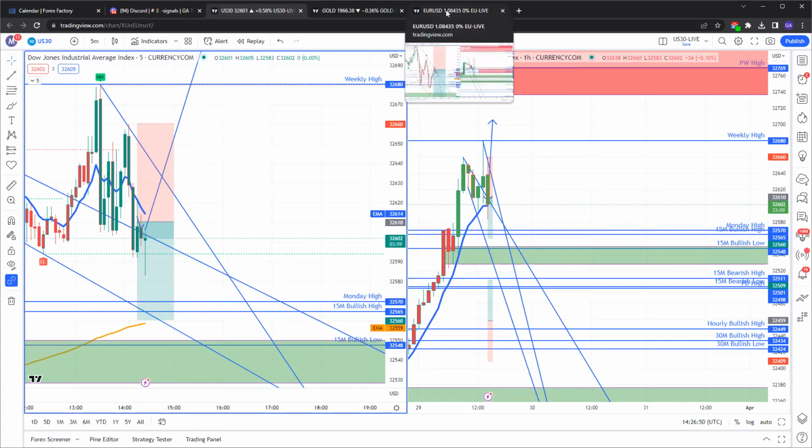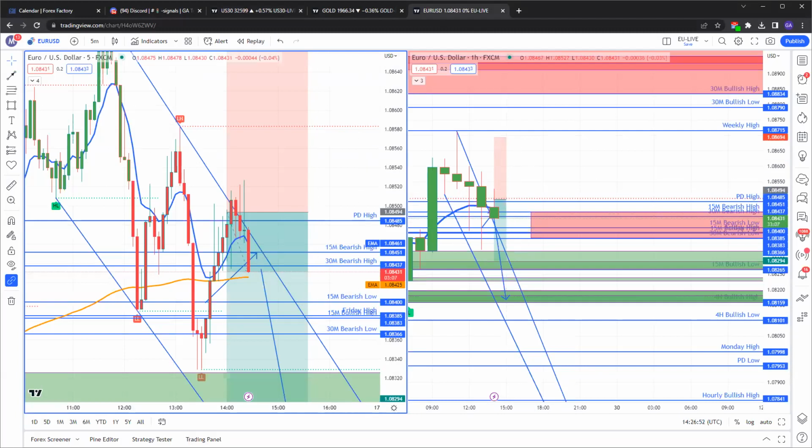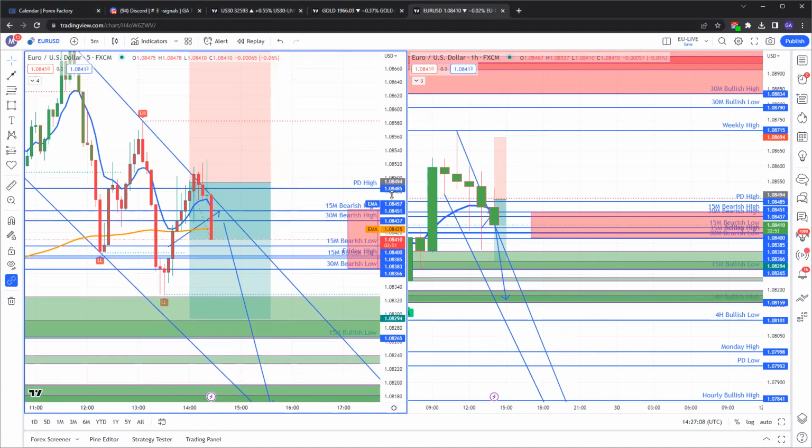But definitely use proper risk management. There goes EU. Perfect, perfect, perfect. So EU is in about 5 pips profit. Nice. This is what we want to see.